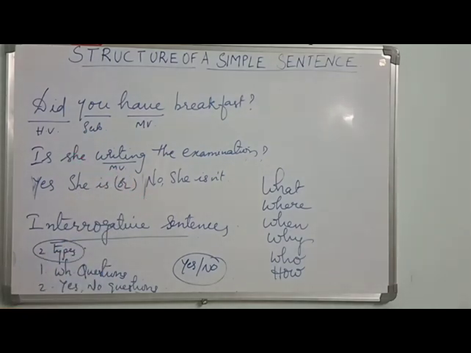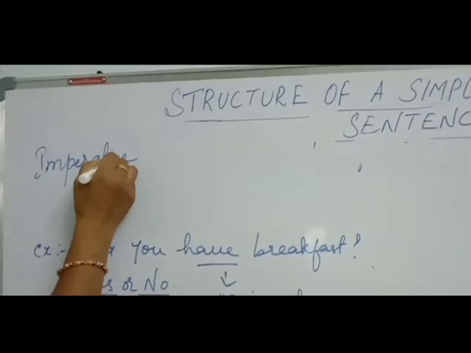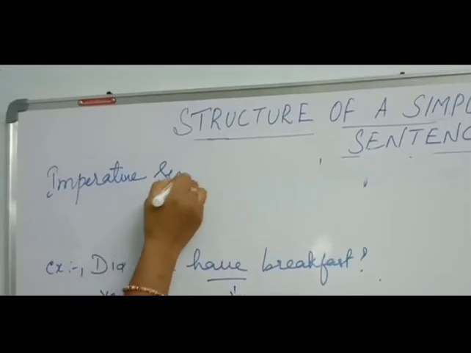So we have already discussed two types of sentences, that is the declarative sentence and the interrogative sentence, where in declarative sentences the subject comes in the initial position, and in interrogative sentences what happens? The subject is preceded by a WH word and the helping verb, or it is just preceded by the helping verb. Imperative, I-M-P-E-R-A-T-I-V-E, imperative sentence.